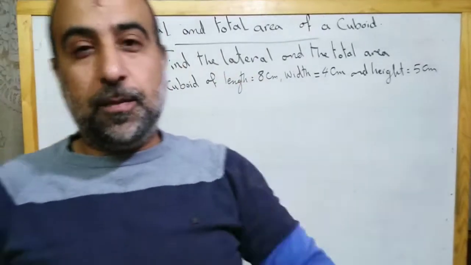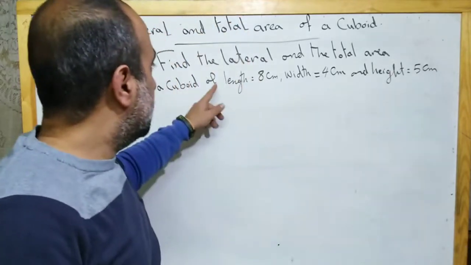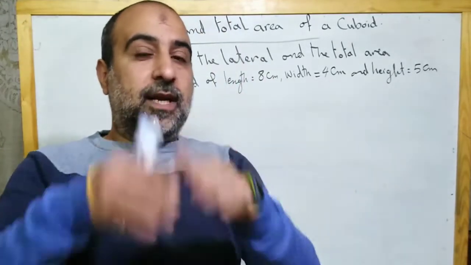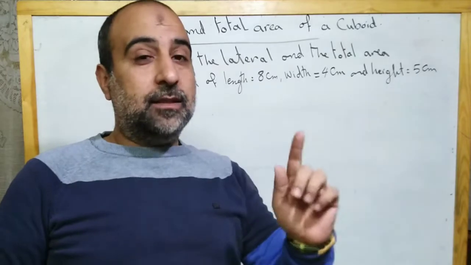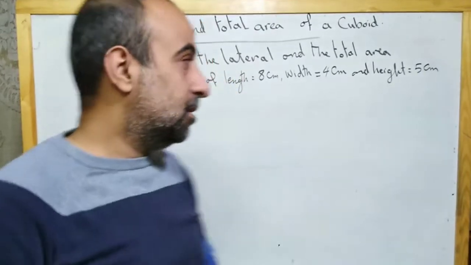What is the shape of the base? Of course, it's a rectangle. How can I find it? Length and width. The rectangle has length and width, but the square has a side length, not length and width.